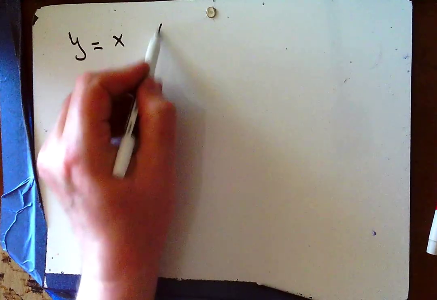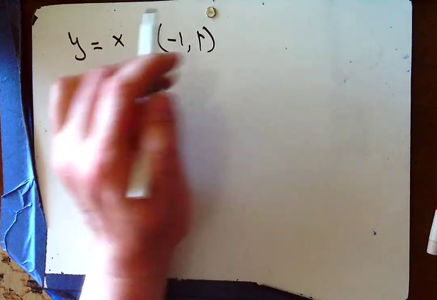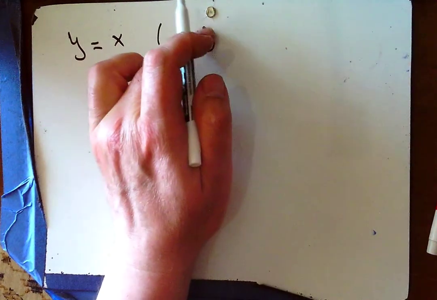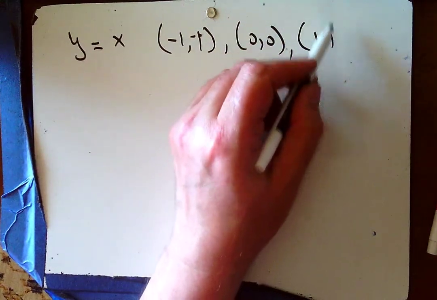But remember, the heart of transformations is actually knowing your reference graphs. So let's start with reference graphs. y equals x has the reference points negative 1, negative 1, 0, 0, and 1, 1.